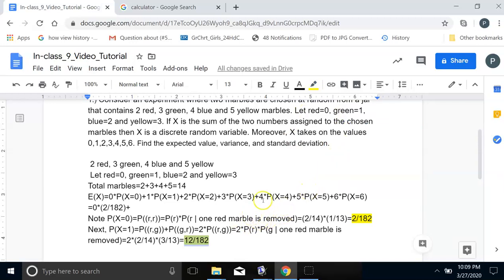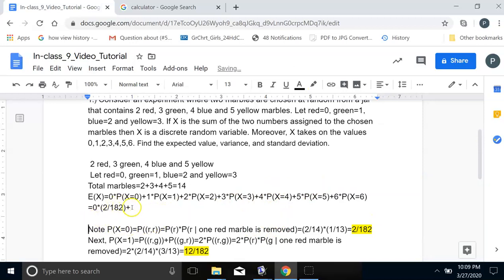getting a 1. So going up to my expected value then, let me put some space here. It'd be then 1 times, now probability x is 1 can be replaced with 12 over 182. So it'd be 12 over 182 plus, let's keep going with this.